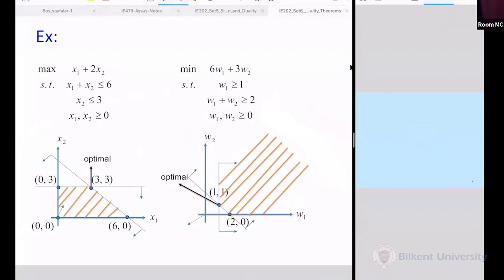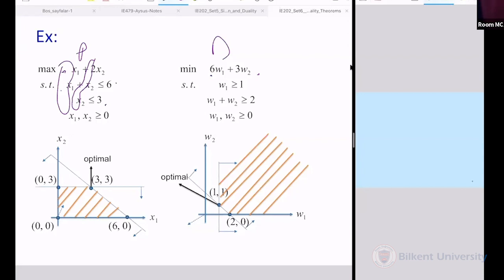Say this is my primal. In this case, this will be my dual. Let's take the dual: minimize 6W1 plus 3W2, subject to the first constraint, for x1, W1 greater than or equal to 1. The second constraint, for x2, is 2W1 plus W2 greater than or equal to 2. Everything is non-negative. Everything is in canonical form.